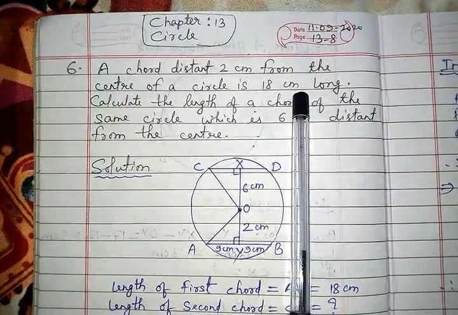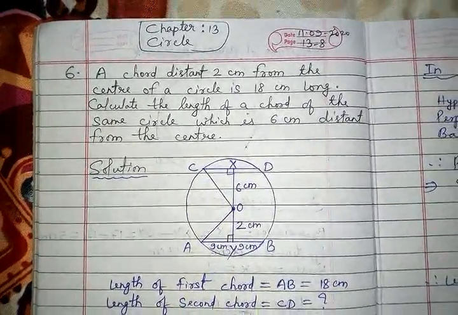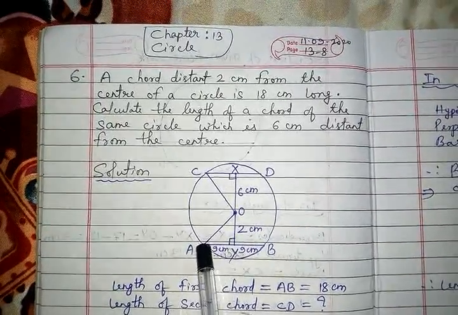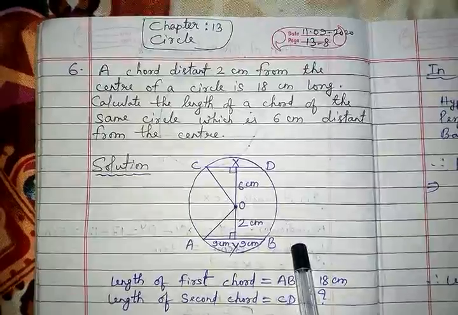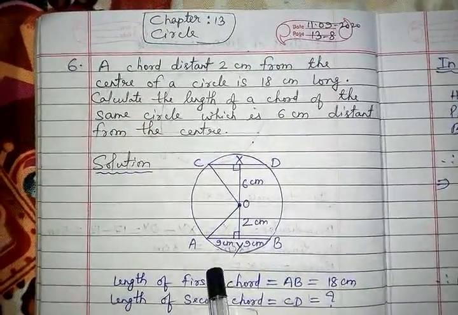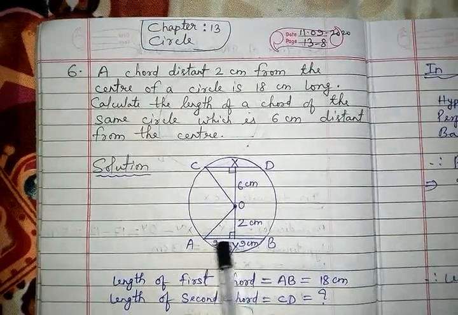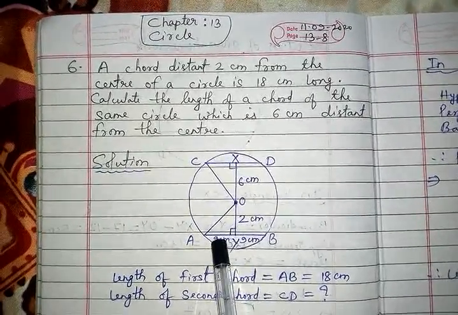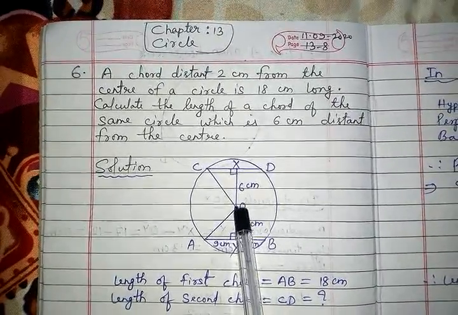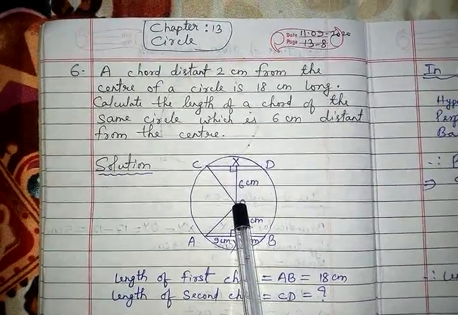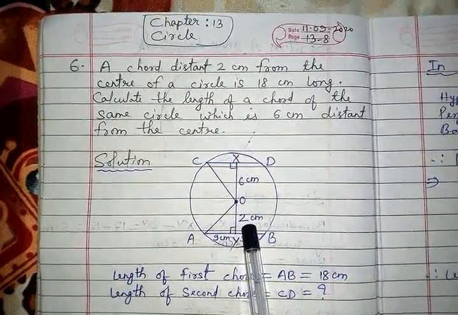So there is a chord which is at a distance of 2 centimeter from the center. So here I have drawn a diagram. The chord name I have kept as AB, as it is 18 centimeter long. Any line coming from the center bisects the chord equally. So 18 I made 9 centimeter, 9 centimeter. As its distance from the center is 2 centimeter, from the center to this chord the distance I have mentioned as 2 centimeter.